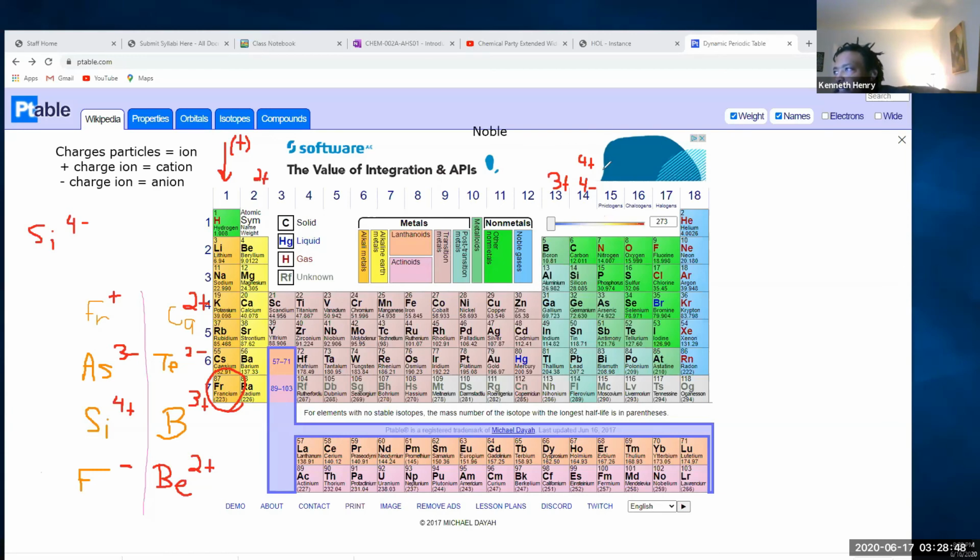Okay, these guys here are always going to be 3-. These are going to be 2-, and this is going to be 1-. Piece of cake?